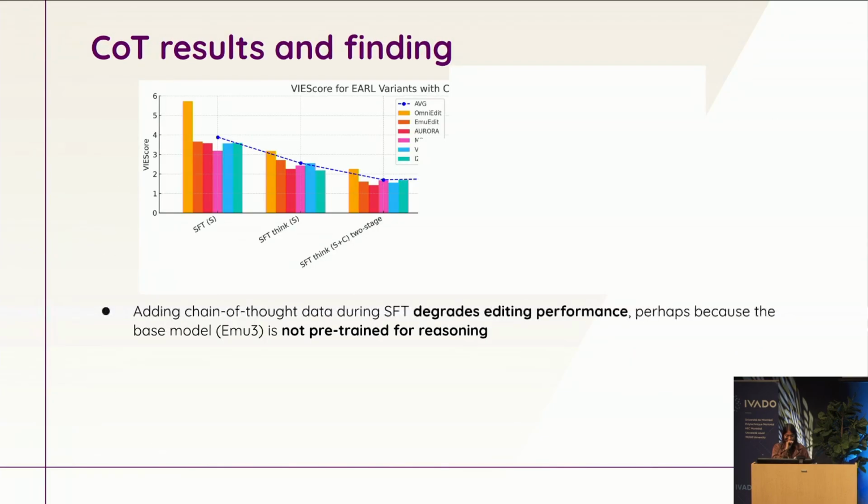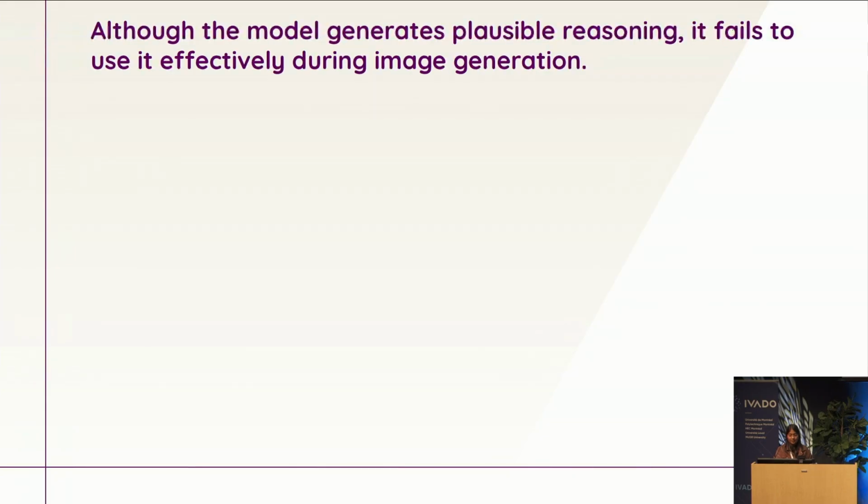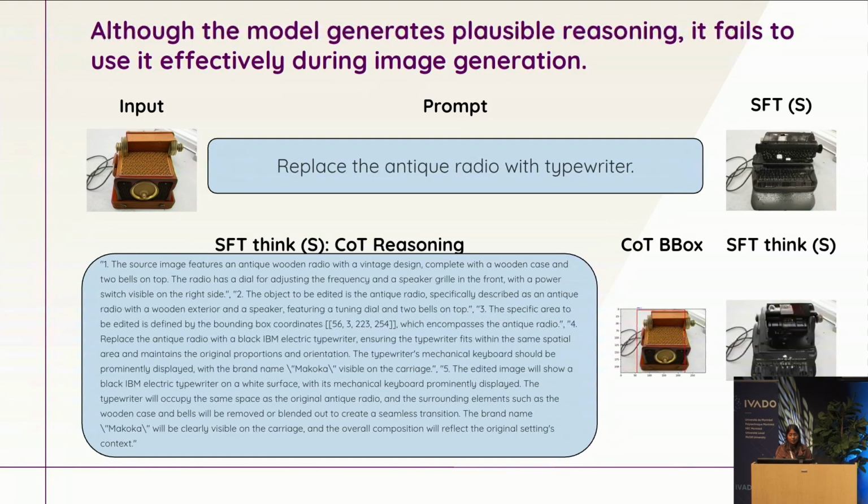So basically, here we didn't have success either. We found that training the model with this kind of thinking data actually degraded performance. And one of the reasons for that could be that this MU3 model that we are using wasn't pre-trained for reasoning capabilities. And again, talking about the complex data, we found that adding complex data with this kind of reasoning supervision further degraded the performance. And here is a qualitative example. So here what we are seeing is vanilla SFT without any thinking actually produces better results than SFT with reasoning.